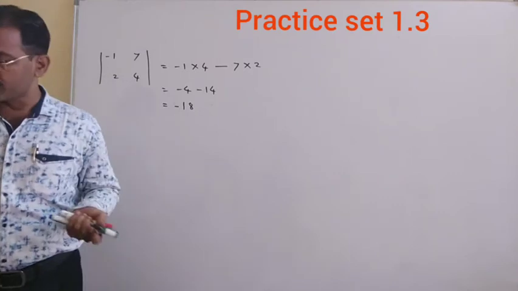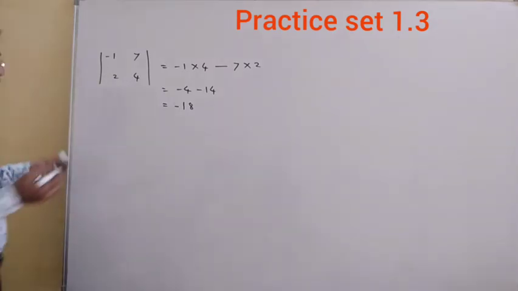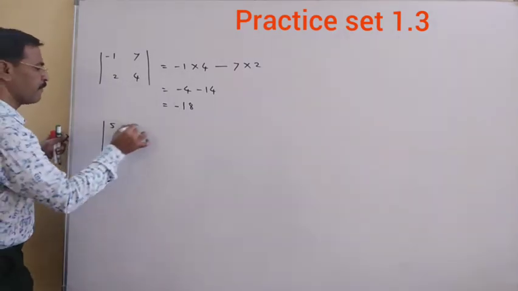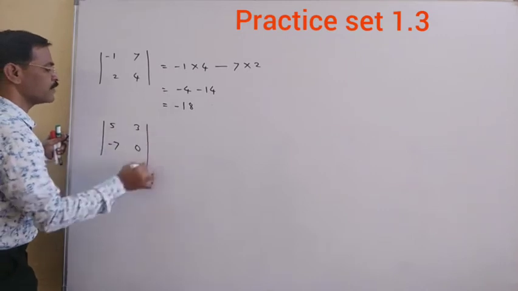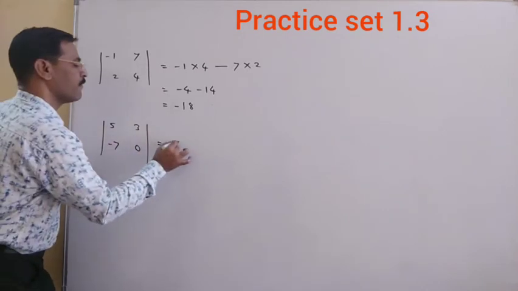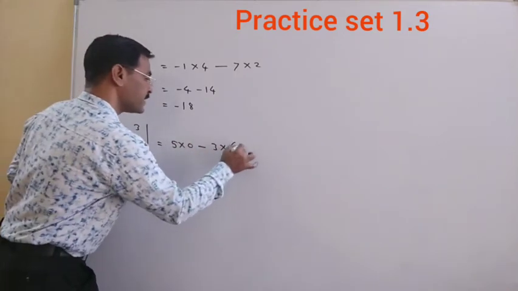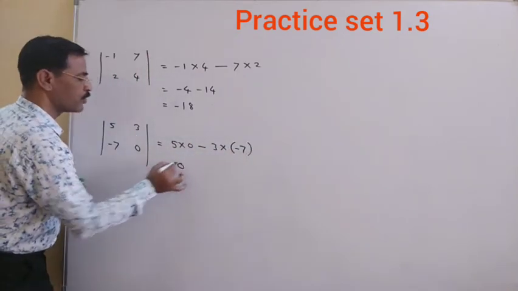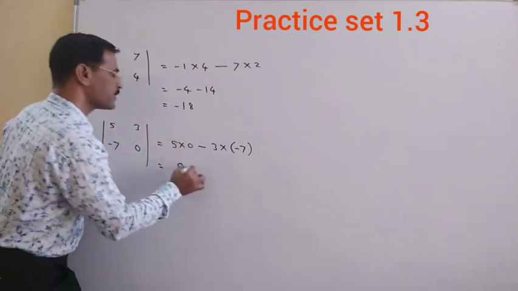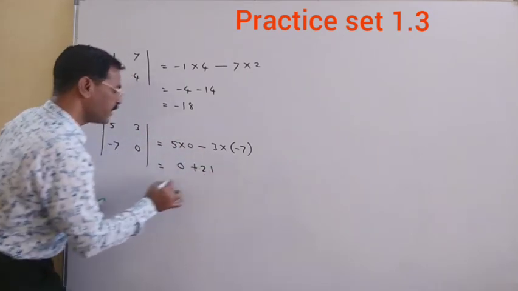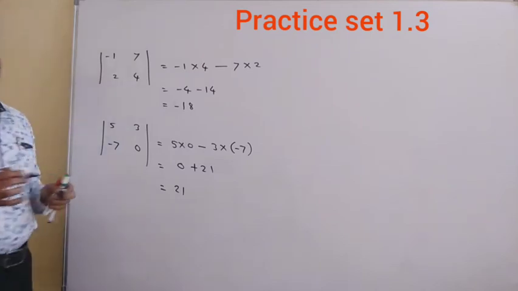Okay, we'll take one more sum here: 5, 3, -7, 0. Look here. Again, 5 into 0 minus 3 into -7. So 5 zeros are 0, minus minus is plus, 3 sevens are 21. Here is the example.